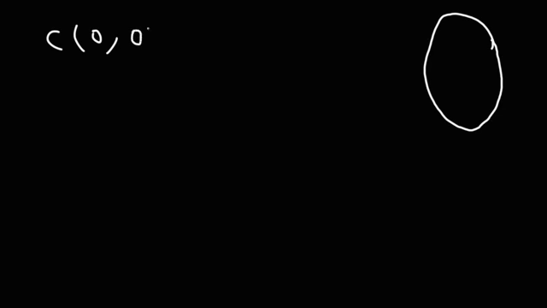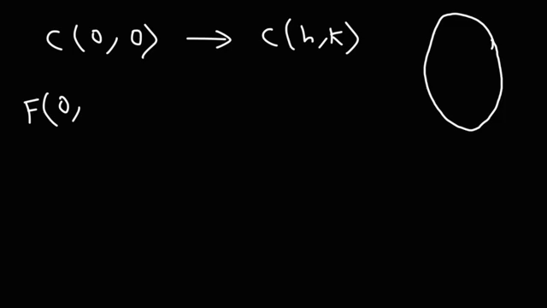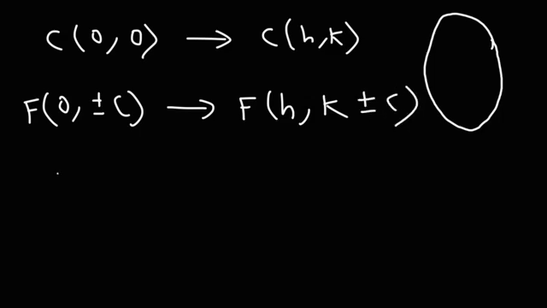As the center shifts from the origin to some point (h, k), let's see what's going to happen to the foci. So the coordinates of the foci, if the center is at the origin, is (0, plus or minus c). When the graph has shifted from the origin, it's going to be (h, k plus or minus c).